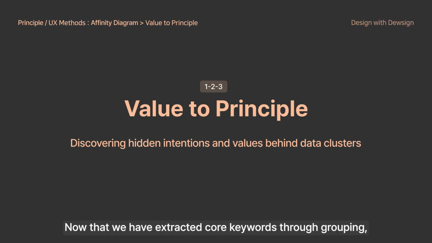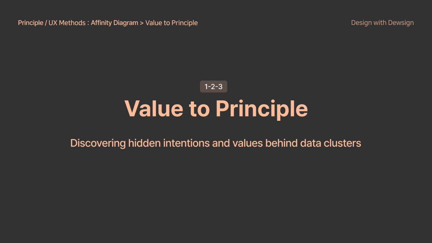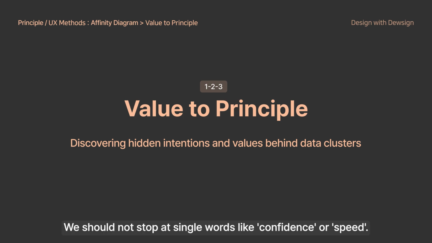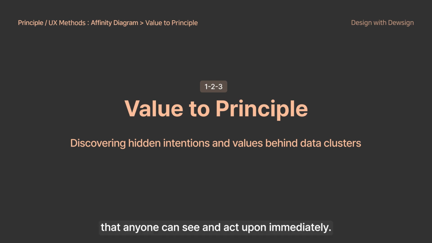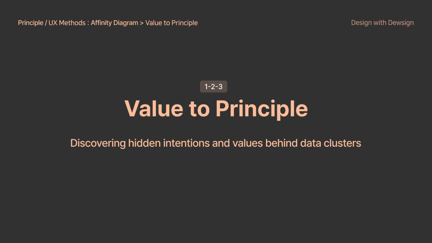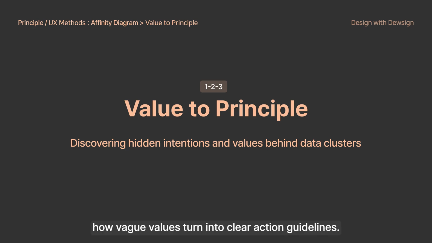Now that we have extracted core keywords through grouping, the most important step remains. It is the process of transforming those keywords into design system principles that the team can actually use. We should not stop at single words like confidence or speed. We must refine them into specific sentences that anyone can see and act upon immediately. Using the formulas we learned earlier, I will now explain how vague values turn into clear action guidelines.